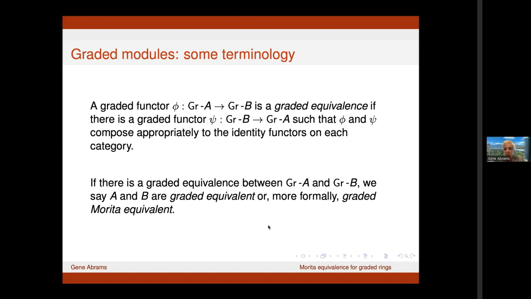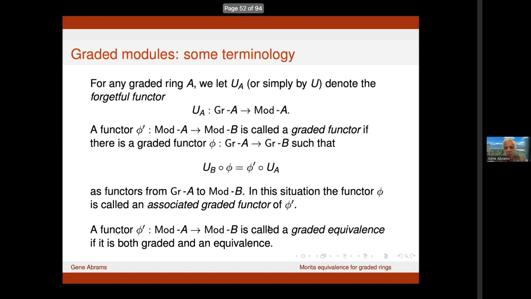So here's what it means to be an equivalence of graded module categories. We'll call it a graded equivalence. If there's a graded functor, in other words, a functor that behaves well with these suspension functors, such that they compose appropriately to the identity functors on each category. And if there is such a graded equivalence, then we'll say that the graded rings A and B are graded Morita equivalent. Okay. So graded Morita equivalent is an equivalence between the graded module categories that in addition plays well with this shift functor, with this suspension functor.